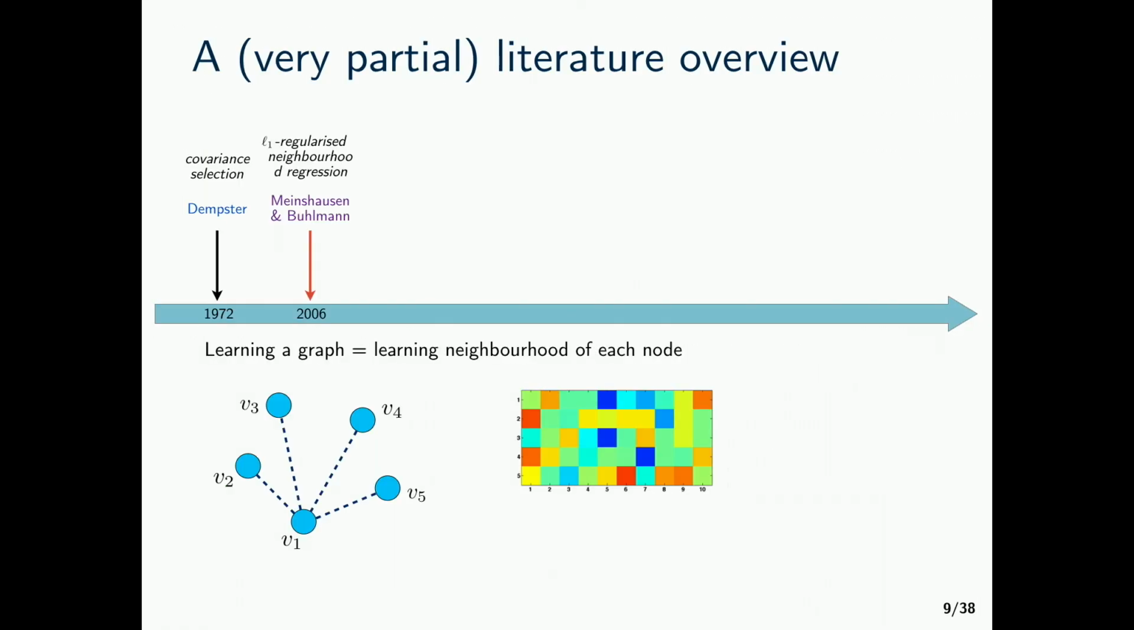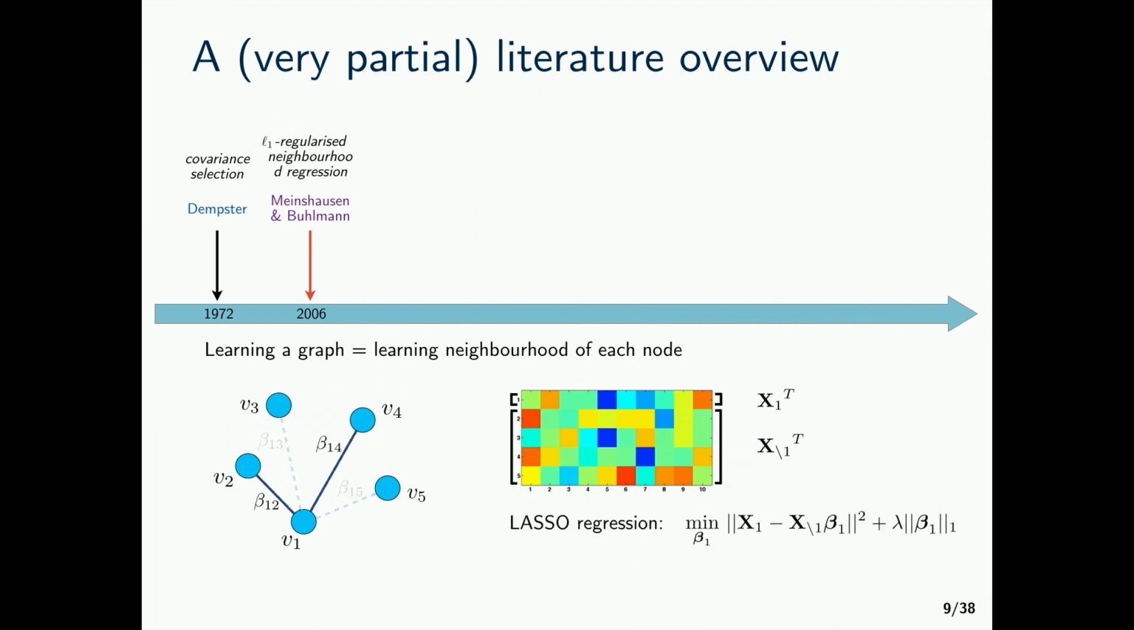So the second one that I will mention is an approach in 2006 by Meinshausen and Bühlmann, which is based on the observation that learning a graph is basically equivalent to learning the neighborhood of each node. So based on this observation, they consider the observation at one node as a kind of combination of the observations on the other nodes. So here is one example. We consider basically the first row of our data matrix X as a kind of linear combination of the other rows. And then they try to solve this problem using a classical lasso regression.